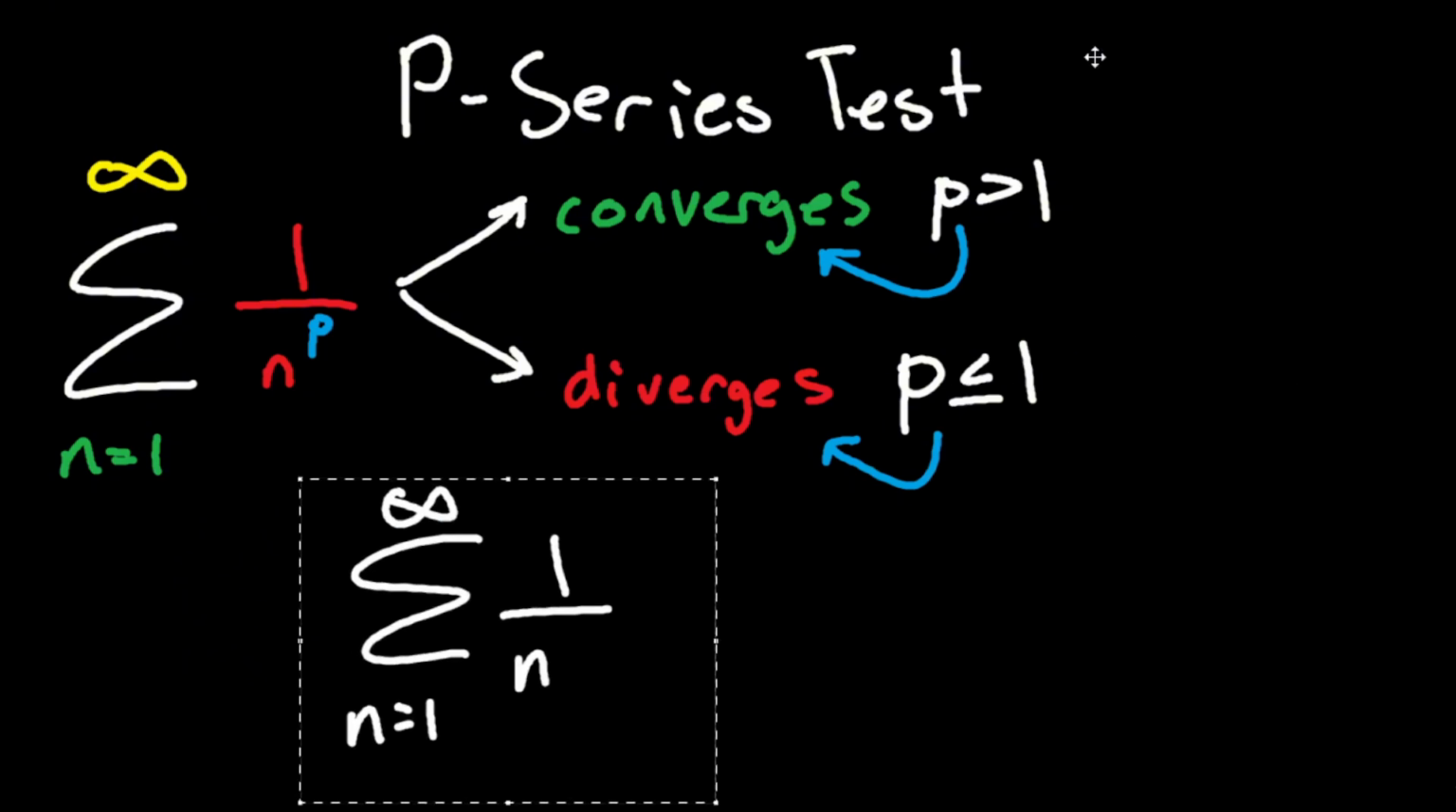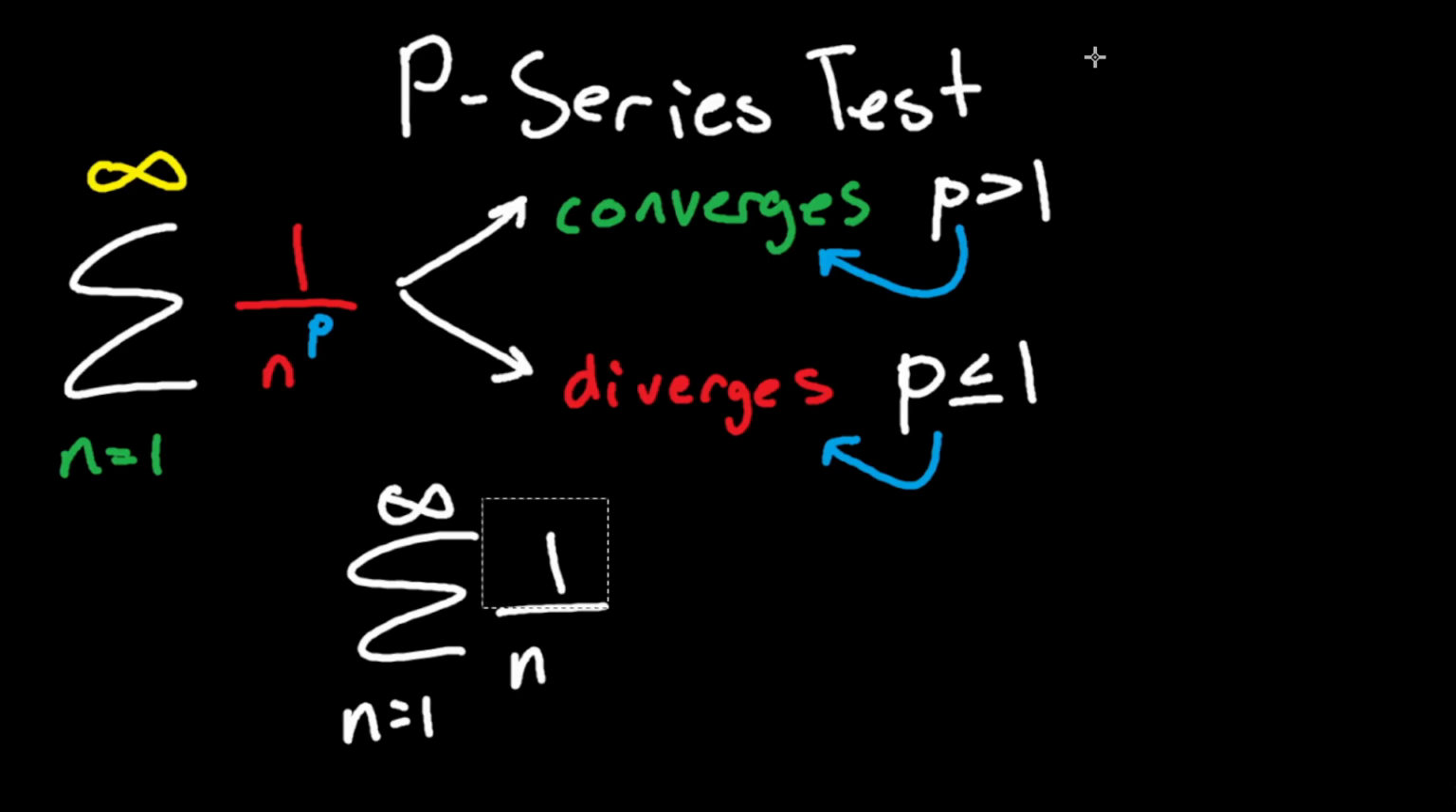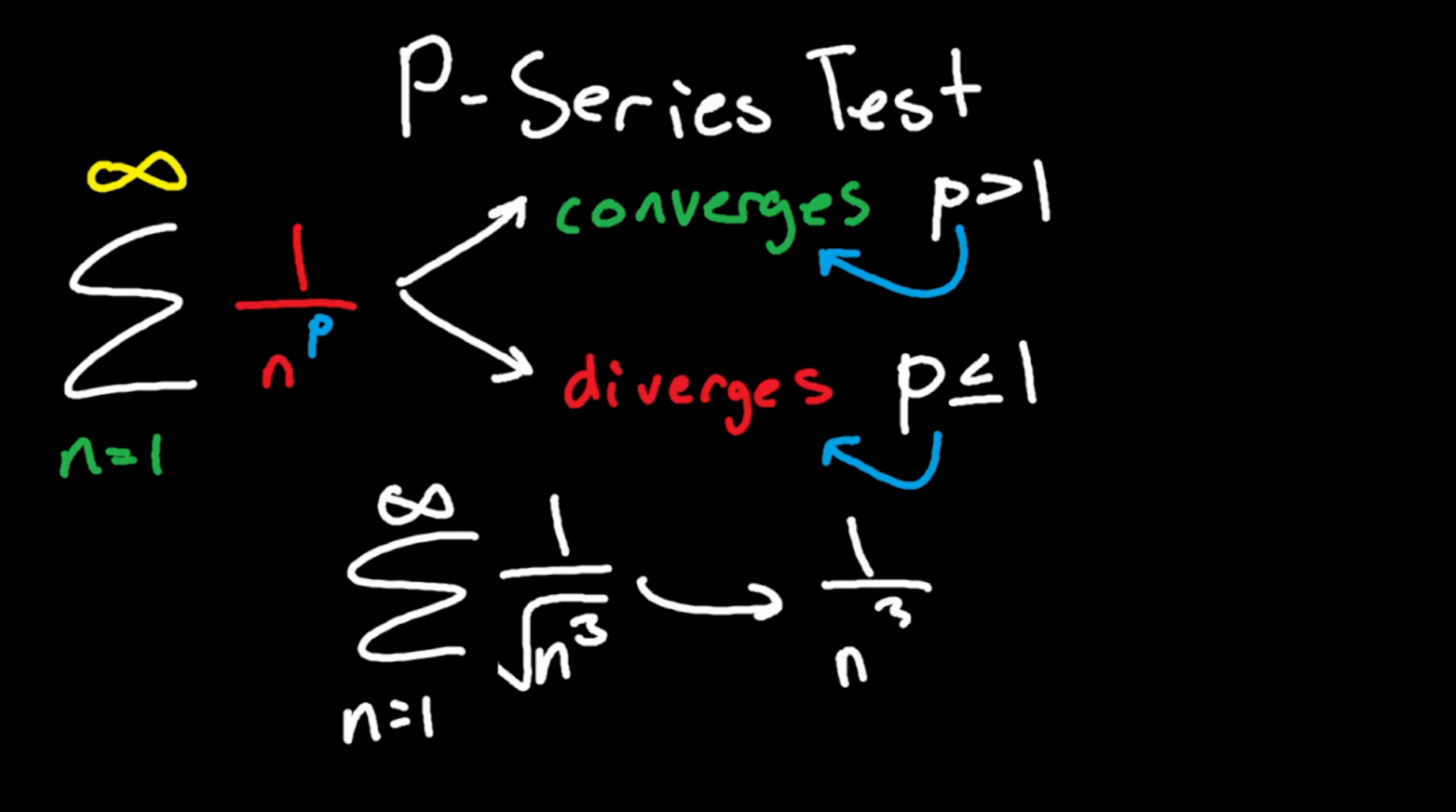Greater than 1, it converges. And a more complicated example of this would be if you had n root to the power of 3. Right. If you know your power rules, this right here can simply be rewritten as 1 over n to the power of 3 over 2. And since 3 over 2 is greater than 1, right, p is equal to 3 over 2 in this case, then your series will converge in this case.